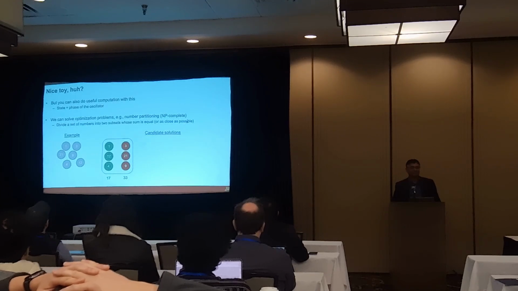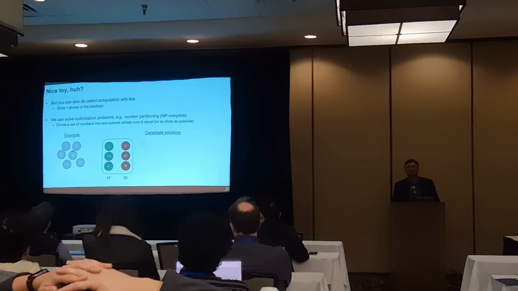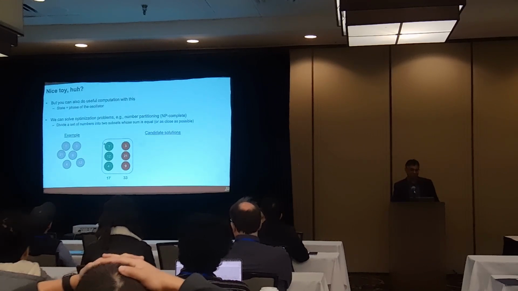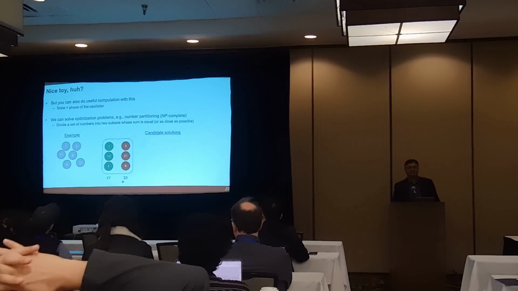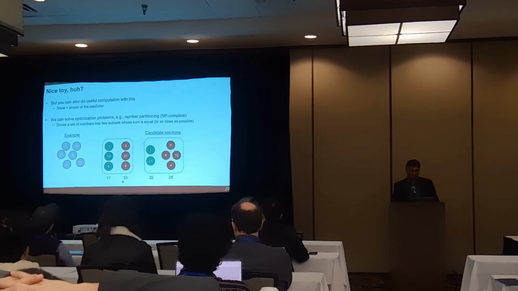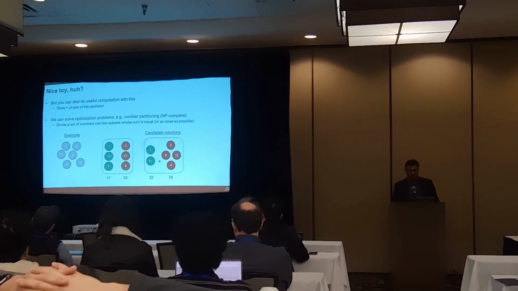The idea is that you're given a set of numbers. I've got these 6 numbers shown over here, and I want to put them into 2 groups so that the sum is roughly the same. So I try this and I find that the greens add up to 17, the reds add up to 33. So I try again.